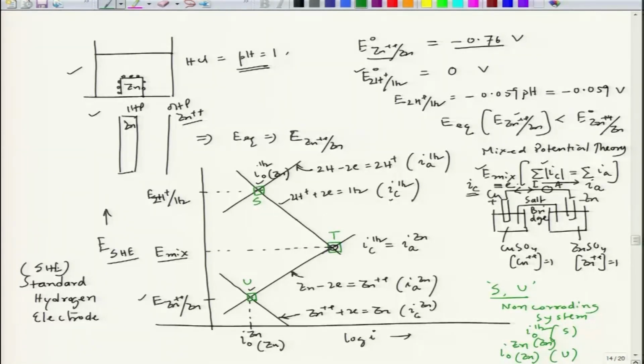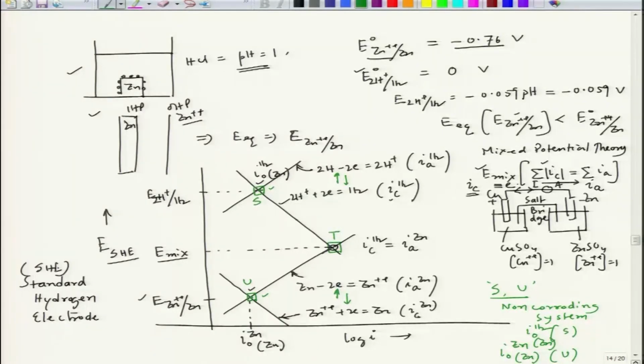The rate of forward and backward reaction at these 2 points are the same, and in this case these 2 reactions, and in this case these 2 reactions, are happening at a similar rate. Now, coming back to this point, this is an interesting point.